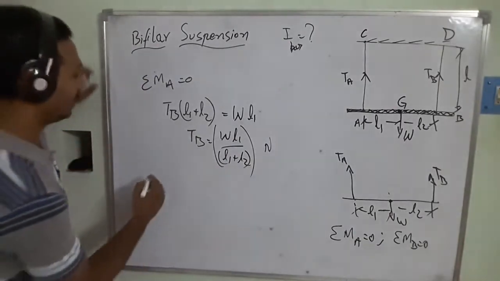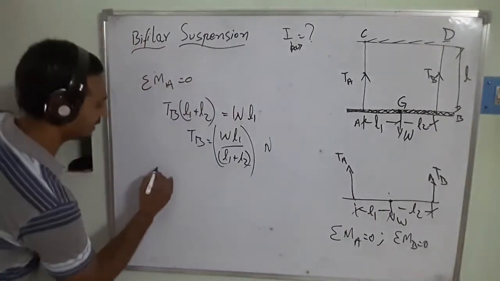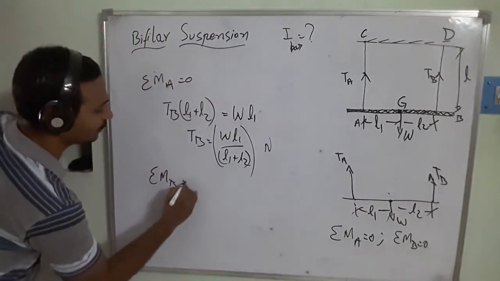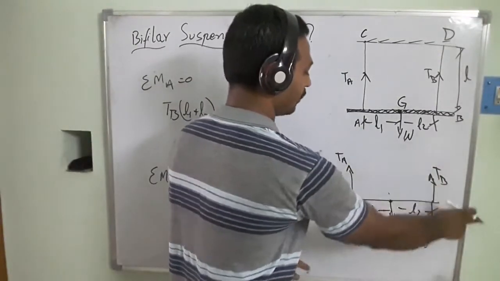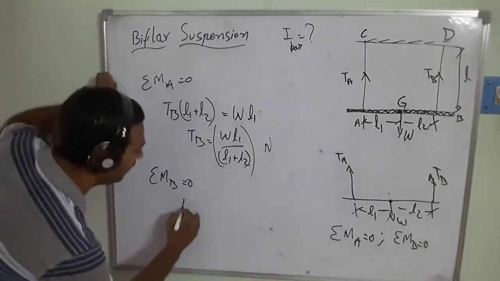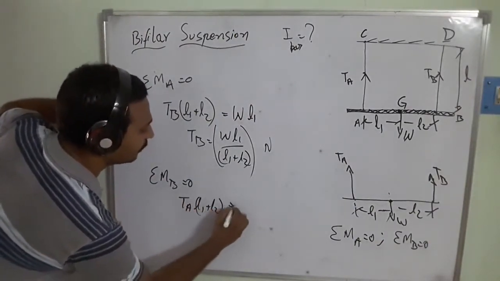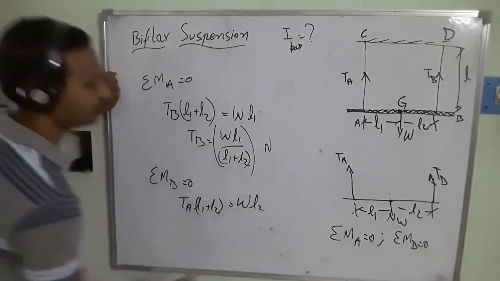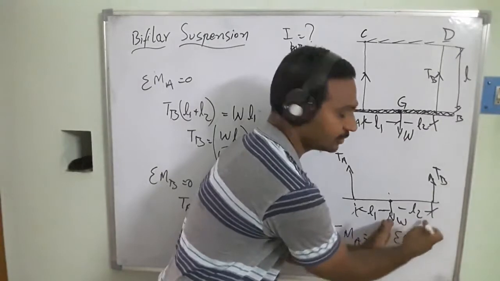So once we calculate TB, then I am going to calculate TA. That's going to be moments at B is equal to 0. In this case also, this is moving in the clockwise direction, and this is moving in the counterclockwise direction. So that's going to be TA into L1 plus L2, that is equal to W into L2 distance, because the perpendicular distance to the self weight and to this one is going to be L2.